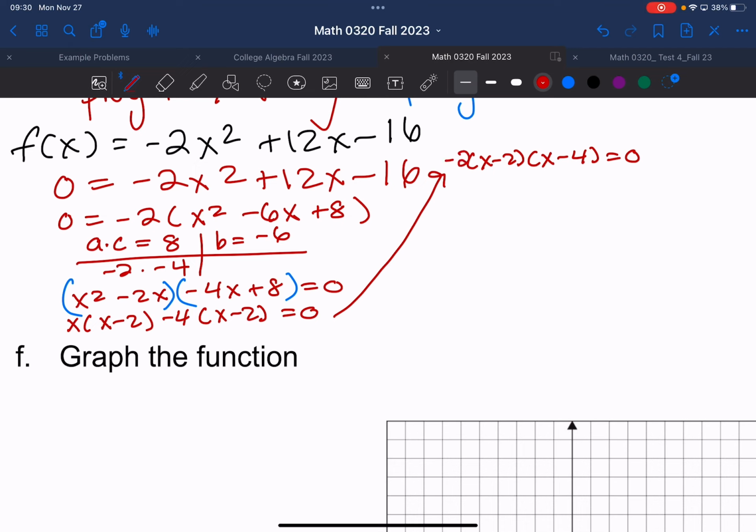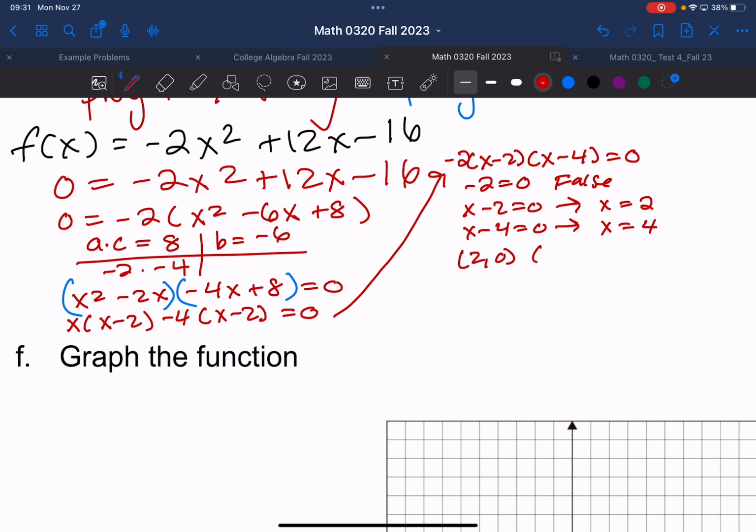So now I set each term equal to 0. So negative 2 equals 0. That doesn't make sense. That's false. I ignore it. x minus 2 equals 0 means I have x is equal to 2. And x minus 4 equals 0 means I have x is equal to 4. So that means what are my 2 points for my x-intercept? Good. (2, 0) and (4, 0). These are my x-intercepts.